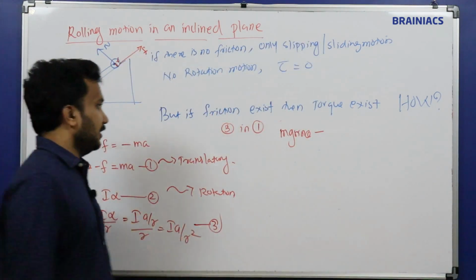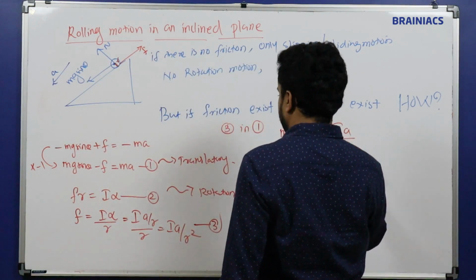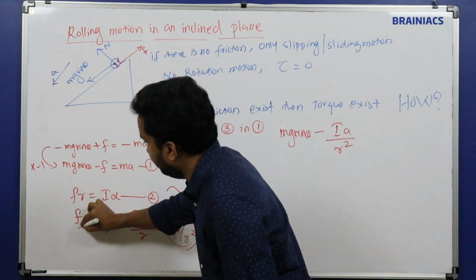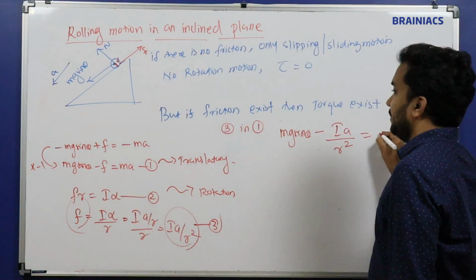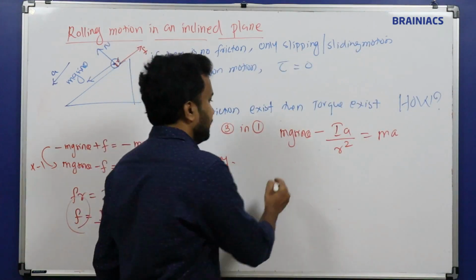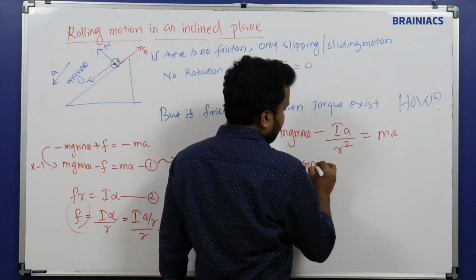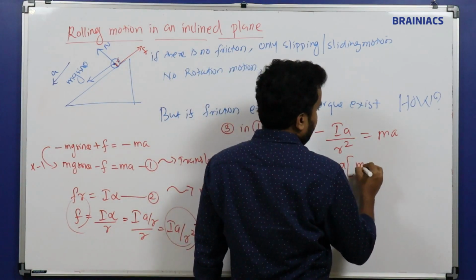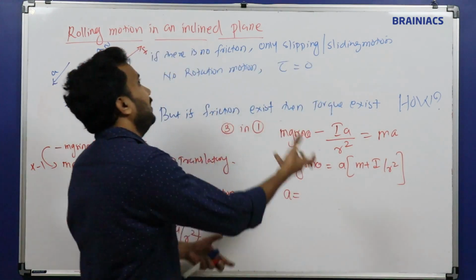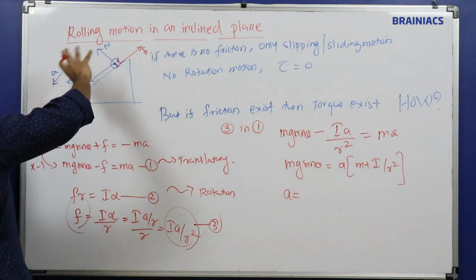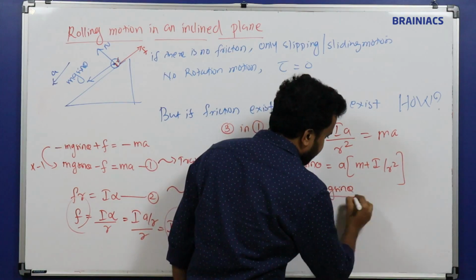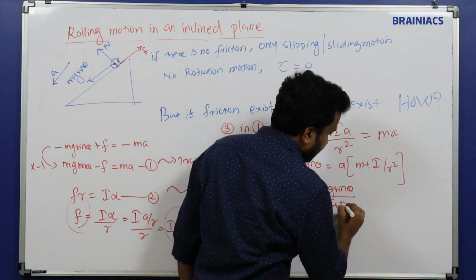Now F in place, I am substituting equation 3 in 1, I a by R square. So this is our value of F. Then substituting I a by R square, it is equal to ma. Taking a terms to one side, mg sin theta is equal to a into m plus I by R square. So acceleration in a rolling motion on an inclined plane is equal to mg sin theta divided by m plus I by R square.